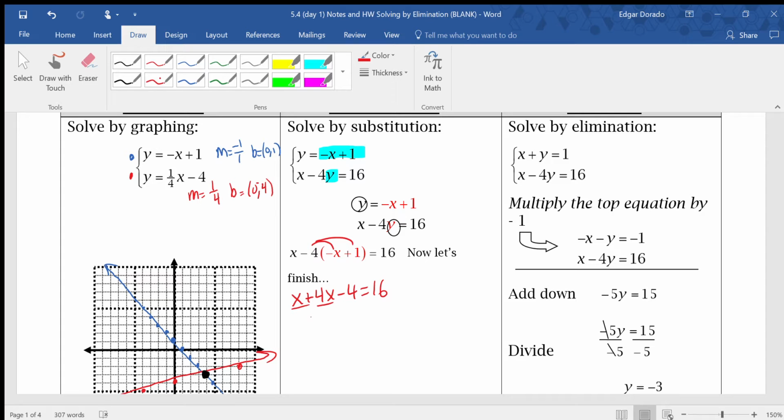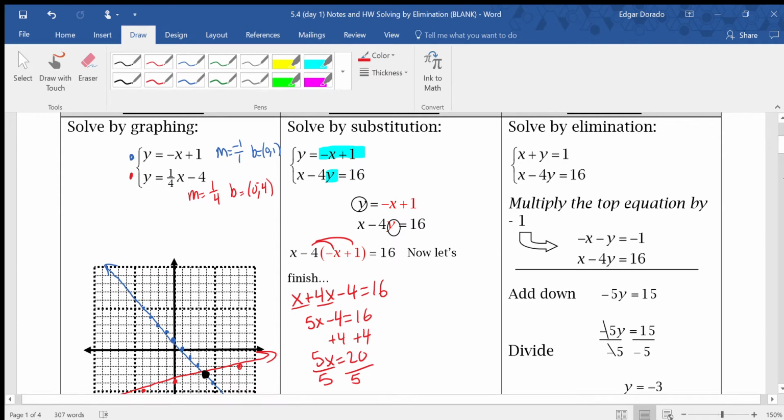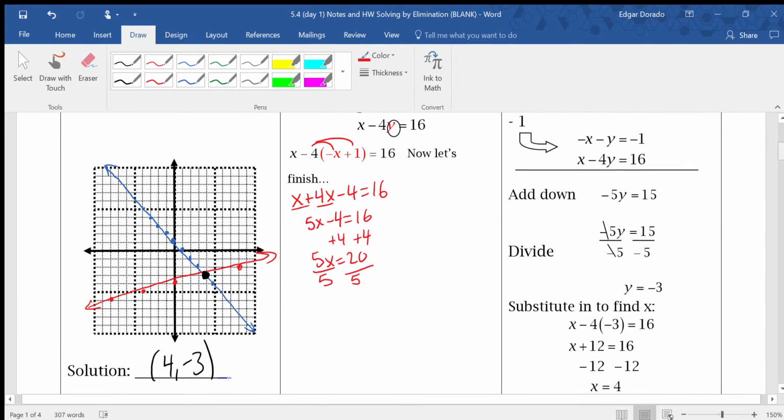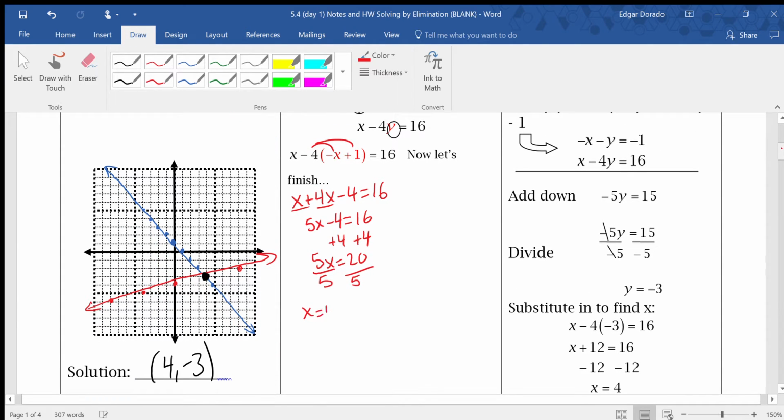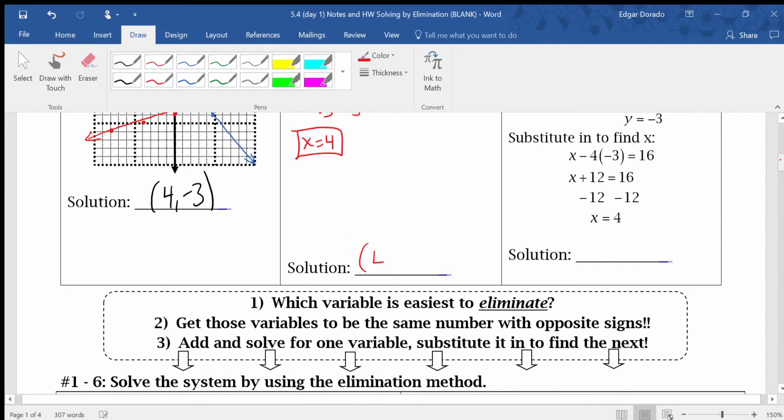Those two are like terms, so I get 5x minus 4 equals 16. Add 4, so I get 5x equals 20. Divide by 5, and I get x equals 4, similar to what we got for graphing. So I get a 4 here. I'd have to find my y now.